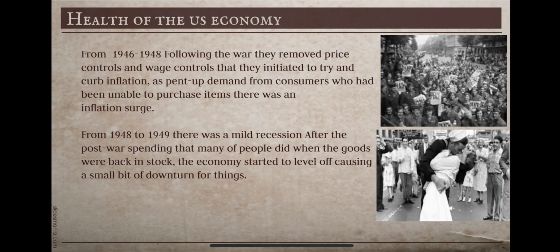From 1946 to 1948, following the war, they removed price controls and wage controls that they had instated to try and curb inflation during the war. With pent-up demand from consumers who had been unable to purchase items, there was an inflation surge. From 1948 to 1949, there was a mild recession after the post-war spending that many people did when the goods were back in stock. The economy started to level off, causing a small bit of downturn for things.